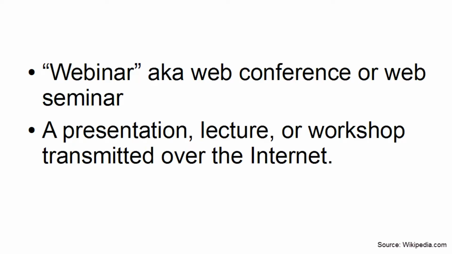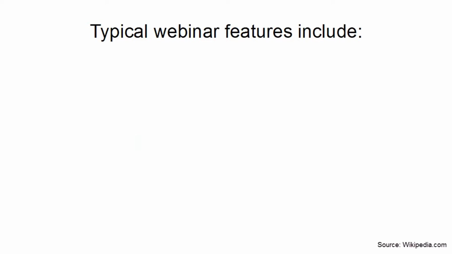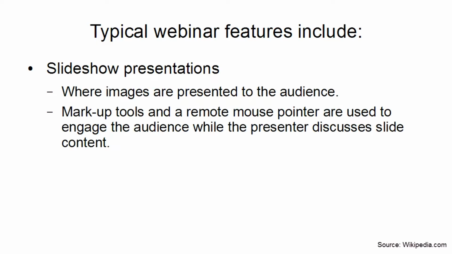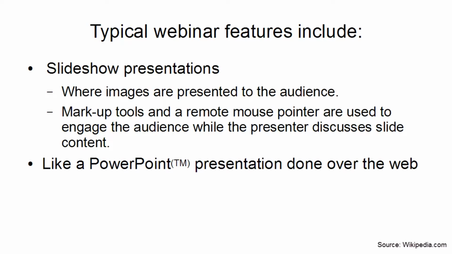the internet. And typical webinar features include things like slideshow presentations, and this is where images are presented to the audience. Markup tools and a remote mouse pointer are used to engage the audience while the presenter discusses the slide's content. And in some ways, it's a bit like a PowerPoint presentation done over the web.